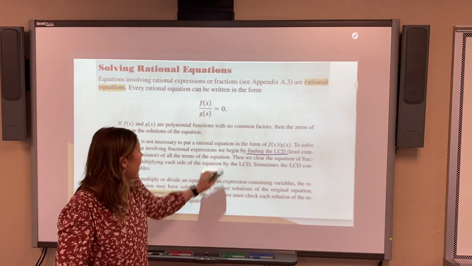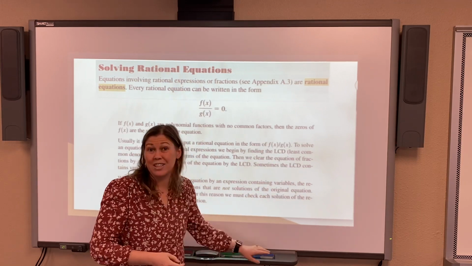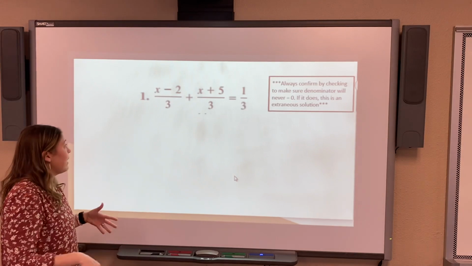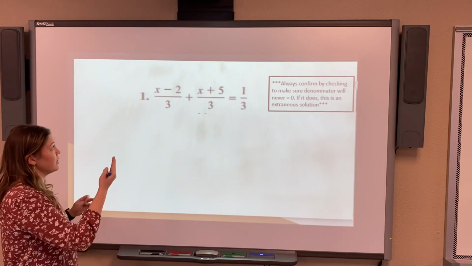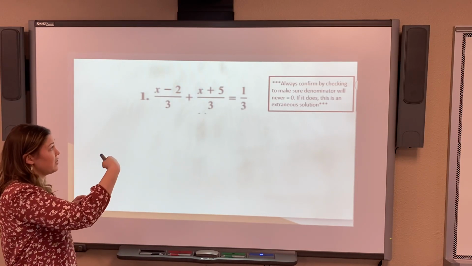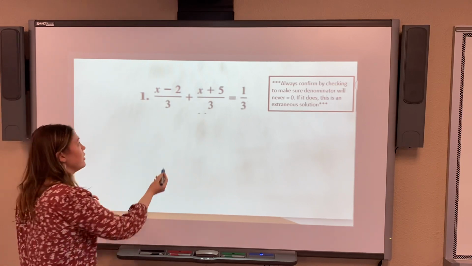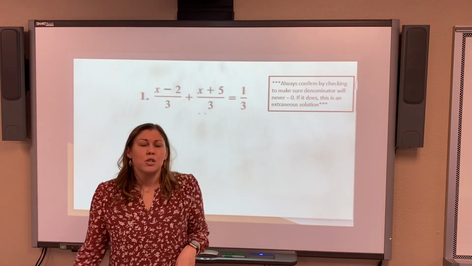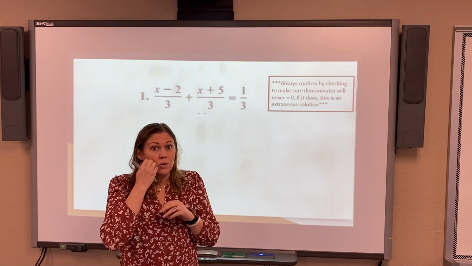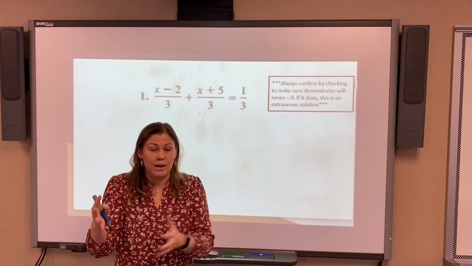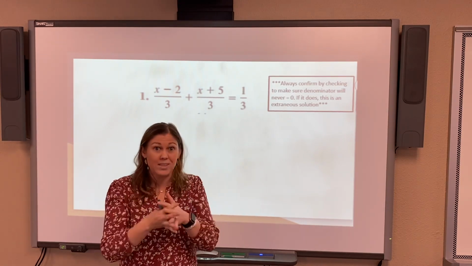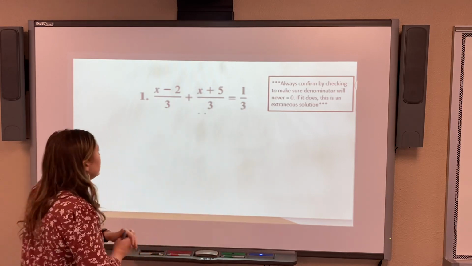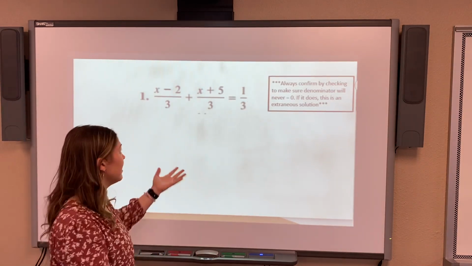My goal for this lesson is just to do lots of different examples with you. So let's look at this first one. It is very basic. We have x minus 2 divided by 3 plus x plus 5 divided by 3 is equal to 1 over 3. If you notice here, all of these are being divided by 3. All of our denominators are 3. Whenever we want to get rid of fractions, we want the least common denominator. Here it's 3, obviously, because they're all 3.